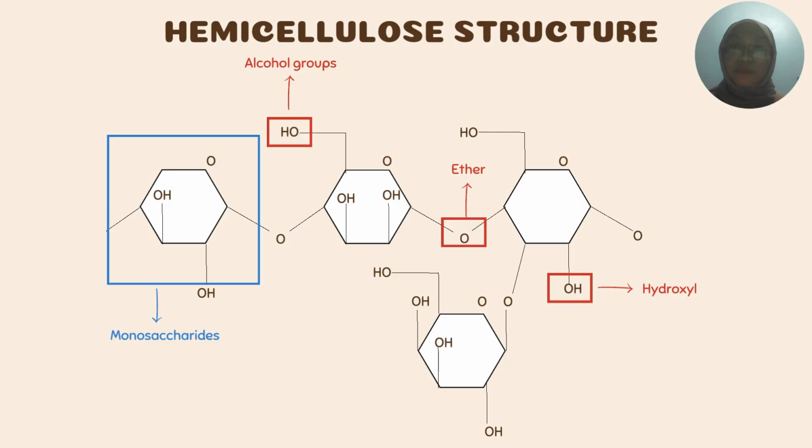So in the hemicellulose structure, they also have alcohol groups. They also have ether that is connected by a glycosidic bond, and we also have hydroxyl. They look the same, but actually they are not, from their structure.